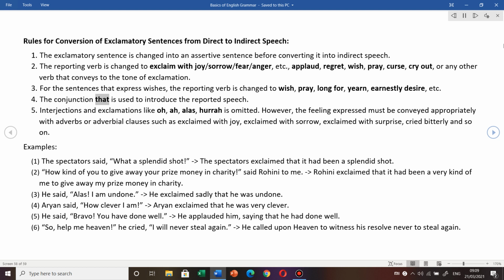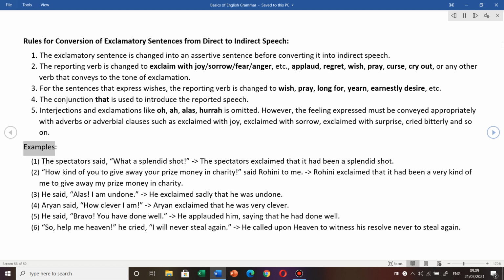The conjunction that is used to introduce the reported speech. Interjections and exclamations like "oh," "ah," "alas," "hurrah" are omitted. However, the feeling expressed must be conveyed appropriately with adverbs or adverbial clauses such as exclaimed with joy, exclaimed with sorrow, exclaimed with surprise, cried bitterly, and so on.